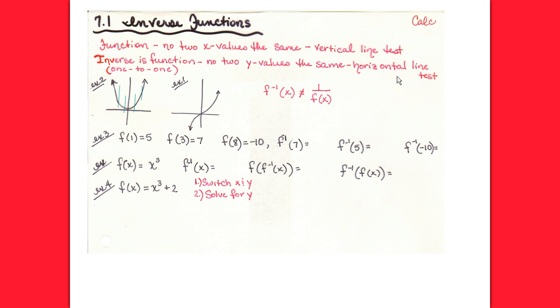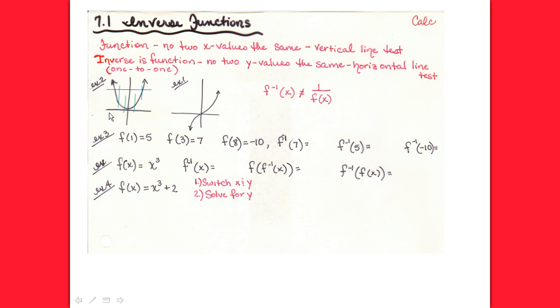And so again, going back to example number 2, this parabola, when I do a horizontal line test, it fails because I hit the graph in more than one spot. So that means that there are two y values the same on my original. That would be two x values the same on my inverse. So my inverse would not be a function. So example number 2 is a function, but its inverse is not a function.